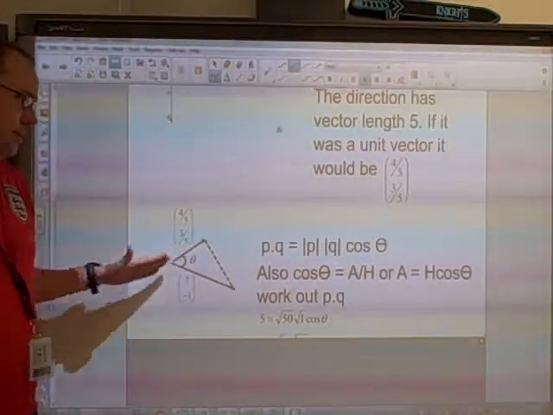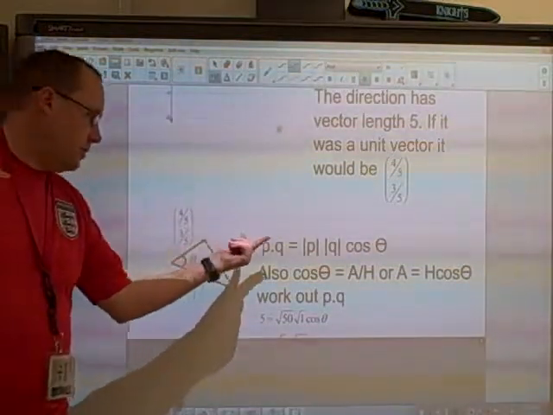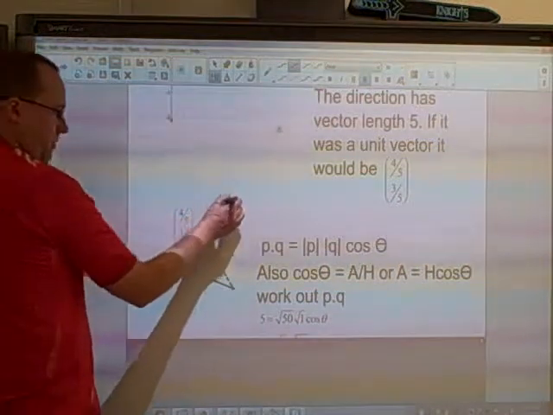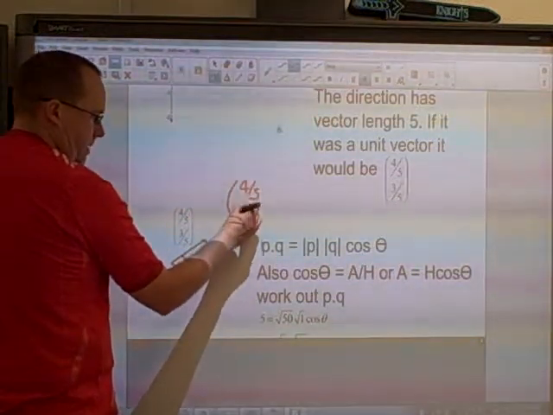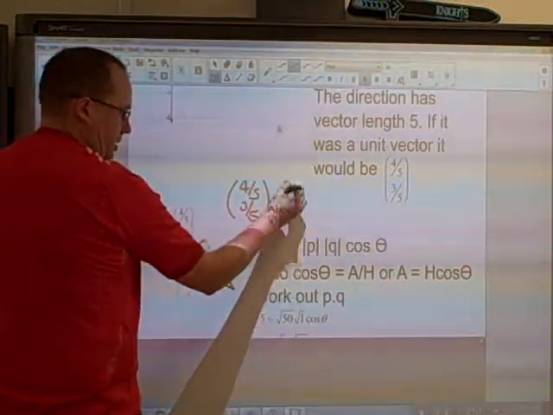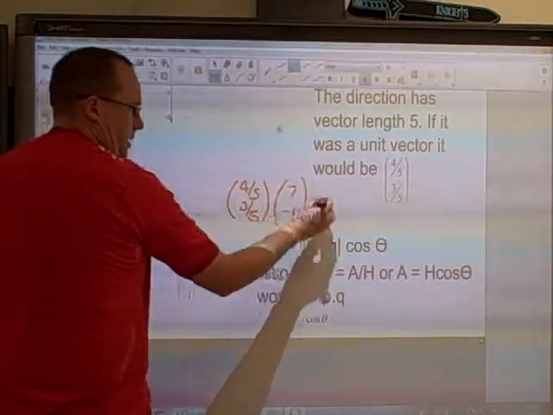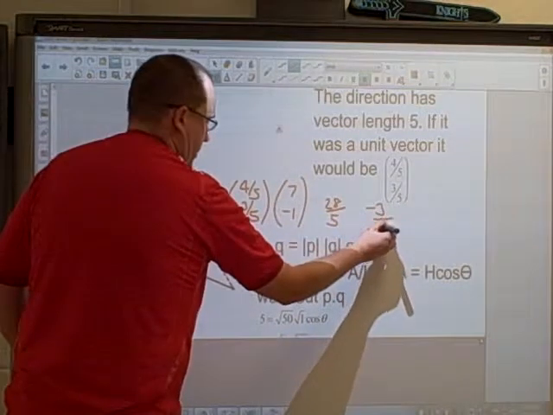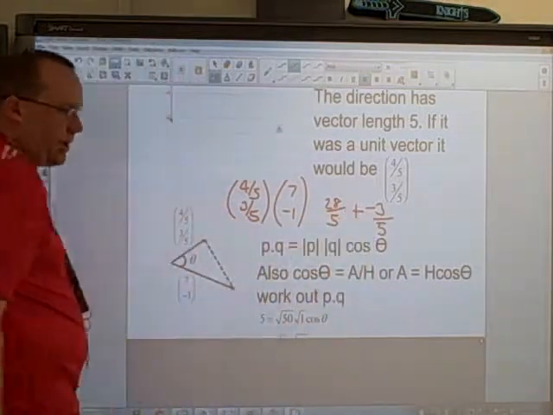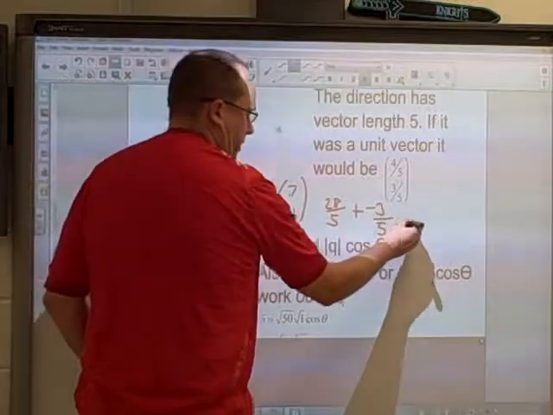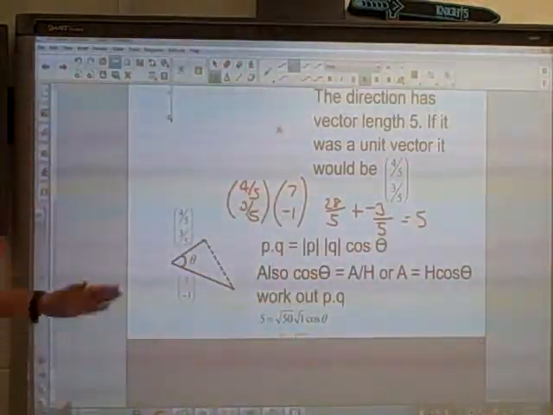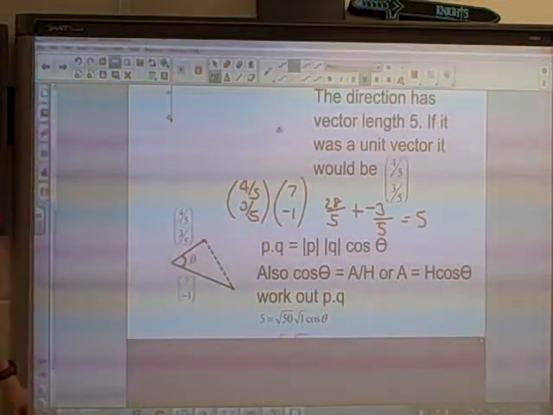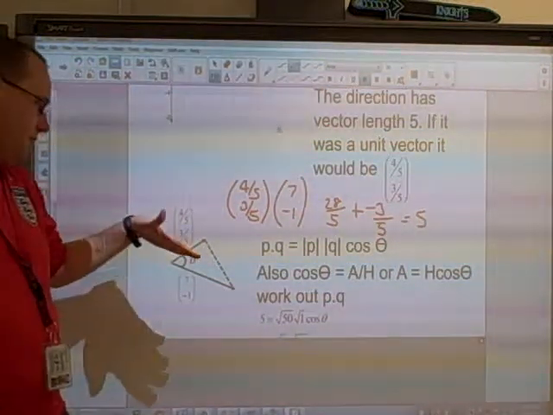If you want to find the length of this adjacent side, you can cleverly just work out the dot product between these two vectors. So to work out the dot product, let's write it out here. You're going to multiply these two things, multiply, and then you add the two answers together. So we get 25 over 5, which equals 5. So now we have the length of the adjacent side, 5, and we have the length of the hypotenuse, which we had earlier, which was root 50.